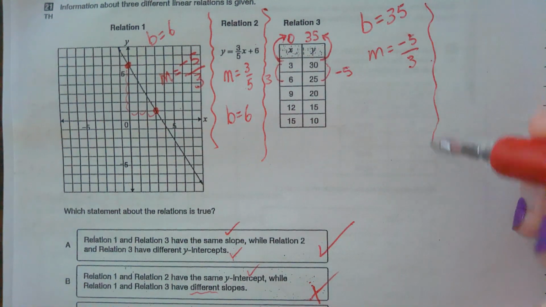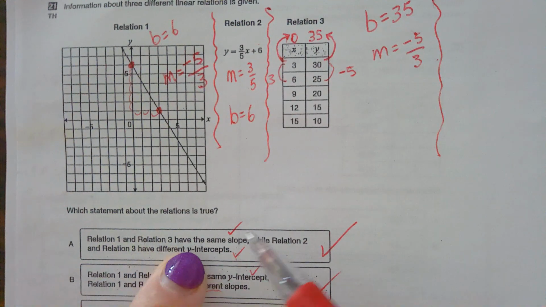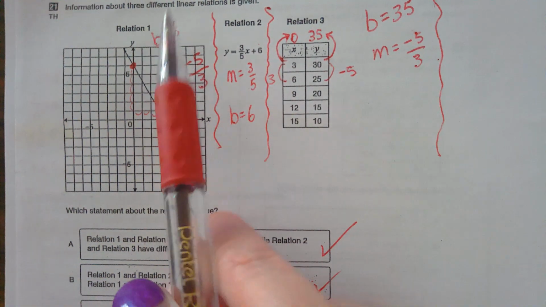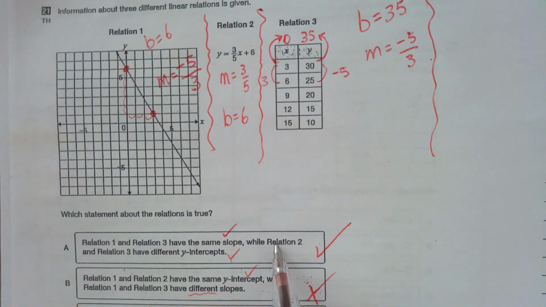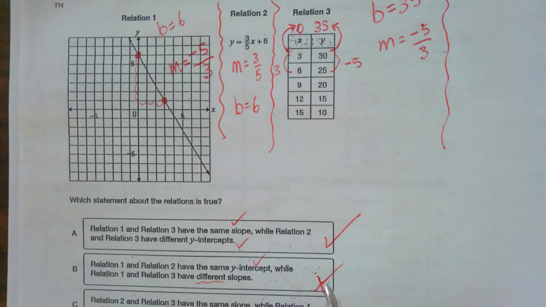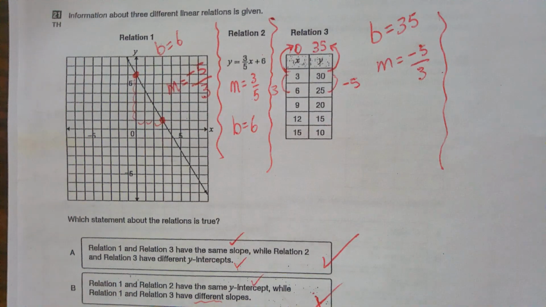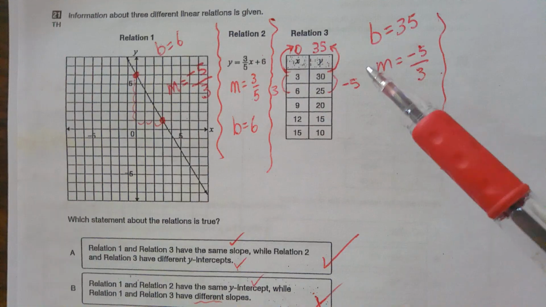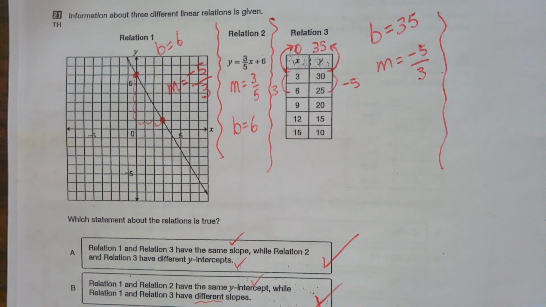Okay, right here, these 3. So relation 1 and 3 have the same slope, do they? 1 and 3, yep, negative 5 over 3. And then relation 2 and 3 have different y-intercept. Yep. Okay, and so my answer, A. So for these ones, what I would suggest is analyze it. Write down what your slope and y-intercept is for each one, and then you can tell which one it is.